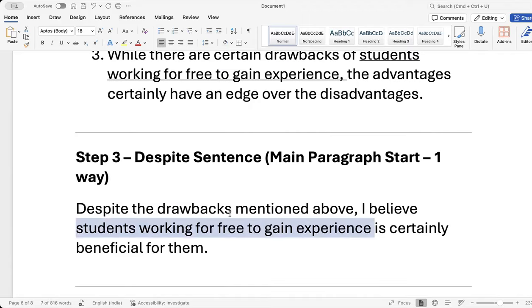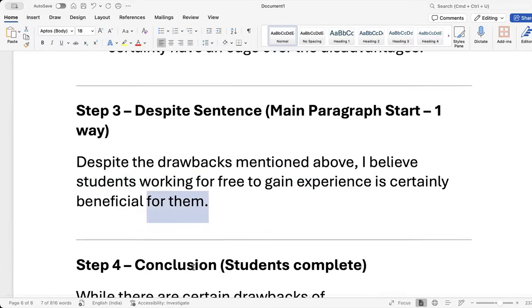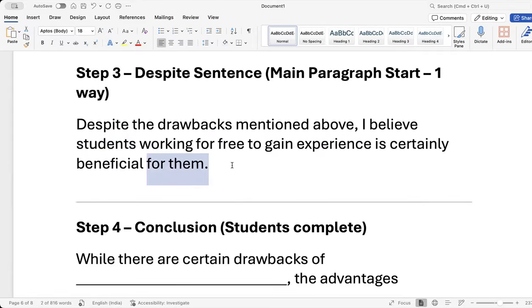So despite the drawbacks mentioned above, why am I writing this drawbacks mentioned above? Because the weaker side has already been mentioned before. So despite those drawbacks, I believe the topic is certainly beneficial. That's what I write here. Okay, and then I add some connectors and write the points.